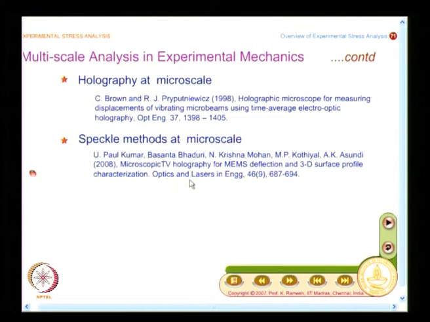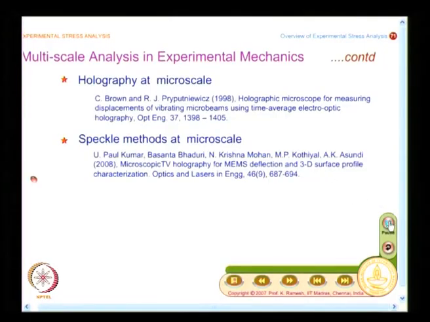So, it is published in OLEN, and these are all the page references, and this we had seen when we looked at speckle methods. We were getting the pressure sensor, it is a rectangular pressure sensor, and you have this out of plane displacement recorded by speckle methodology, and it is a MEMS application.